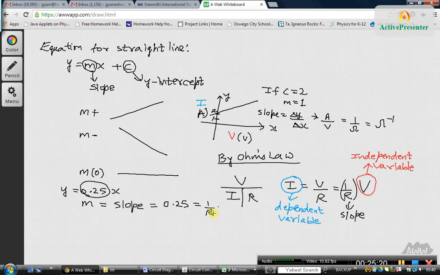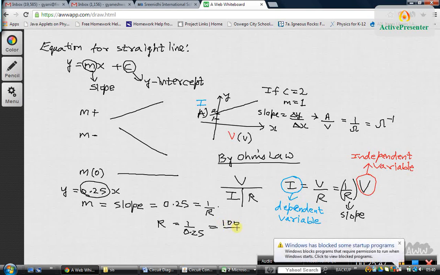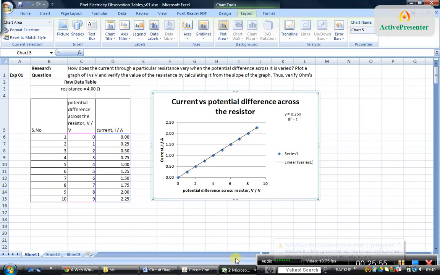So from that you get that, since current is in amperes and voltage is in volts, the answer of this slope should also be in SI units. So that should also have the unit in SI, which is ohms. So resistance would get the unit of ohms automatically. So R is equal to 1 by 0.25, which is 100 by 25, which is 4 ohms. So that's what you used in your experiment also. You recorded it here. So resistance is 4 ohms.